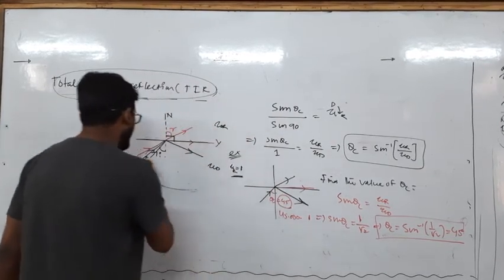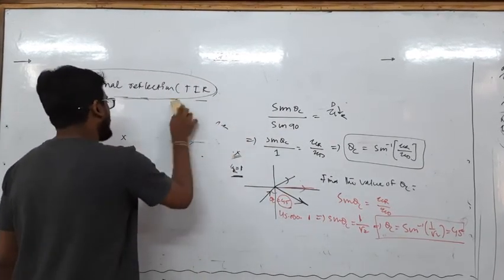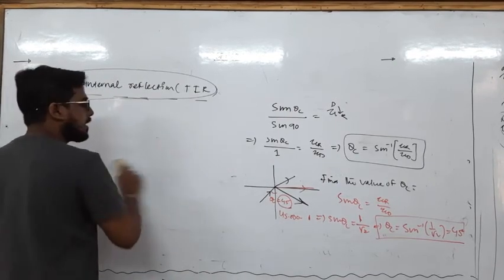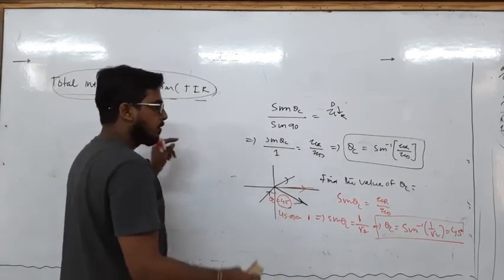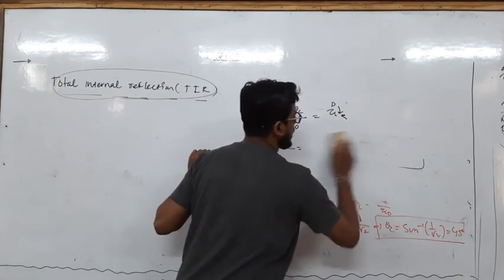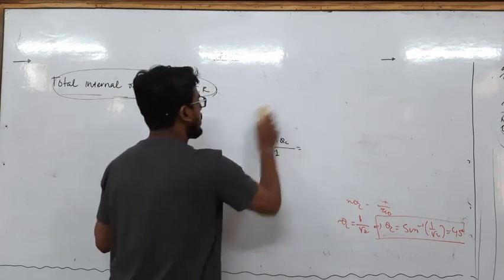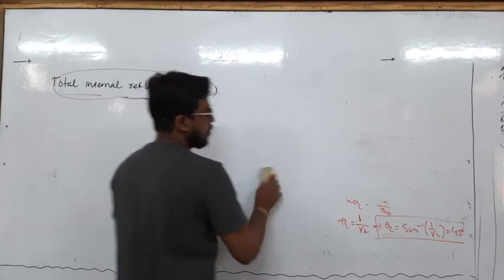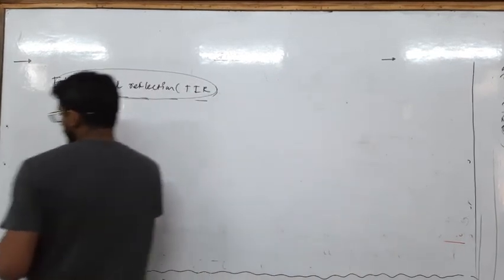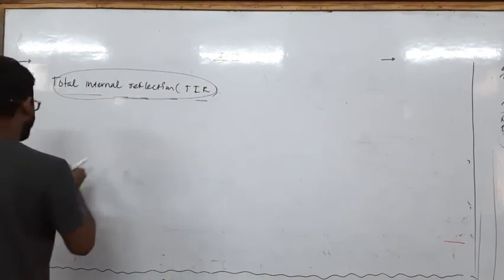Important points regarding total internal reflection: you have to remember that light must travel from a denser to a rarer medium, and for total internal reflection the angle of incidence must be more than the critical angle for the two given mediums. And how to find the critical angle for any two mediums, you know already. Now we have to discuss some applications of total internal reflection.